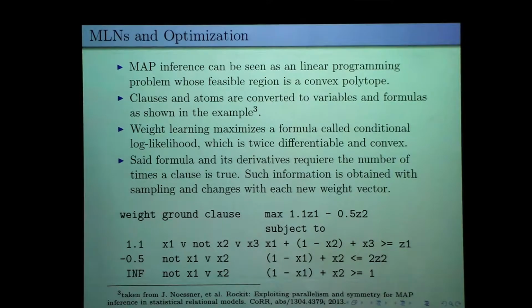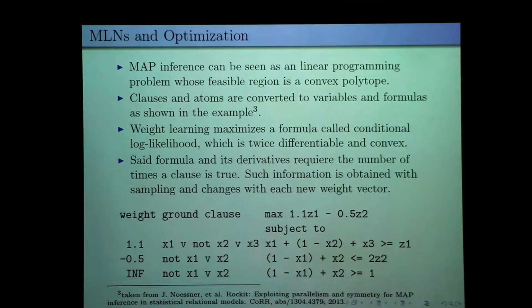Well, I think I'm first going to show you. You see here we have some clauses. Each one has its own weight: positive weight, negative weight, and infinite weight. Infinite weight means that this formula is not probabilistic. It has to be handled as a first-order logic formula, so it cannot be broken.